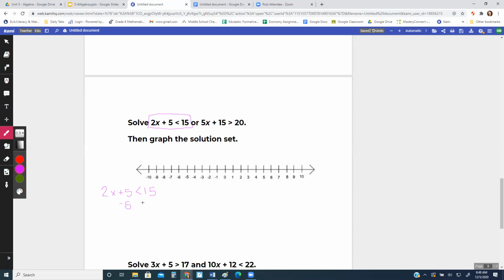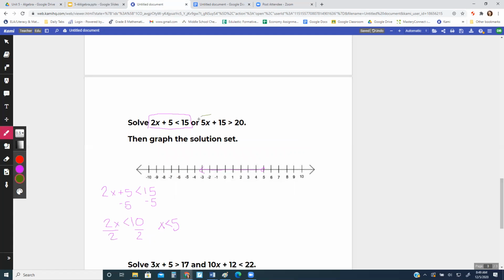So I'm going to subtract this 5 from both sides to combine them, which gives me 2x is less than 10. And then I'm going to divide by 2 to get this x alone. So I have that x is less than 5, okay? So I could write it as x is less than 5, and this goes on forever. This is an or, so this isn't going to be where they intersect. It's going to be true for all of them.